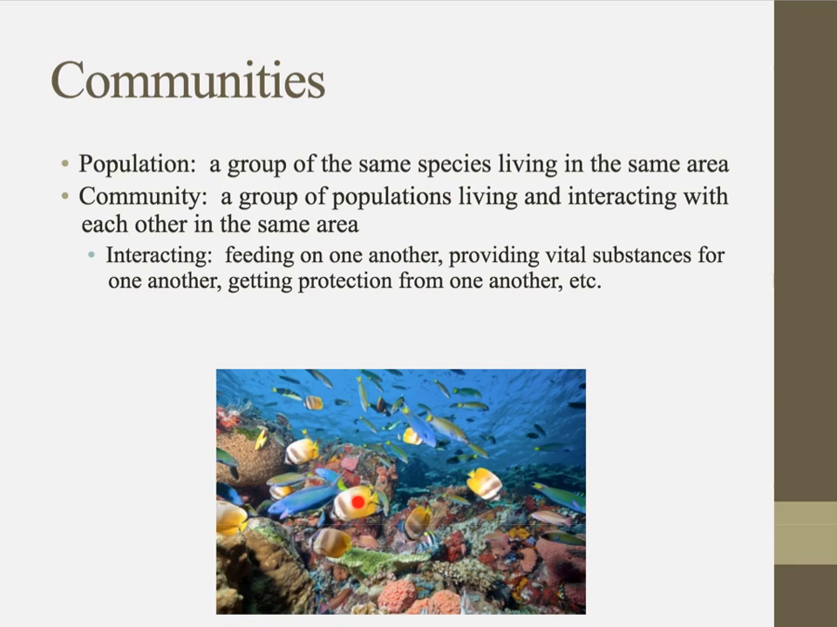Okay, so these several different types of fish, so there would be one population interacting with another population in the same area. And that interaction can either be feeding on one another, providing substances for one another, getting protection, okay, just interacting in any way in the same space at the same time. So population, same species, community, different populations living in the same area.